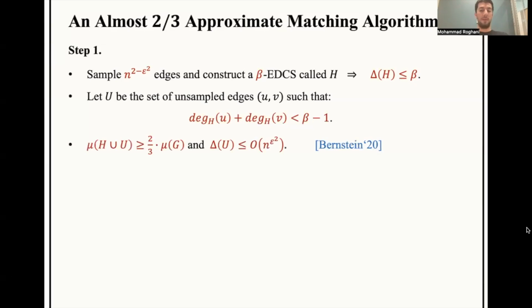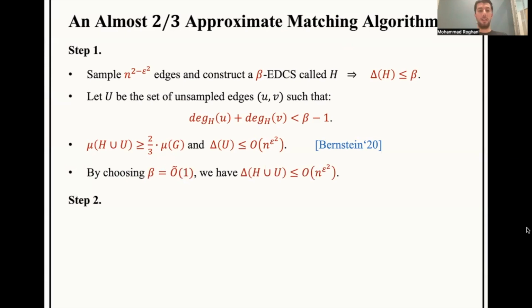Bernstein, in a paper on random order streaming matching, proved that the size of the maximum matching of H union U is larger than two-thirds of the size of the maximum matching of G, and also the max degree of U is less than or equal to n to epsilon square. So the max degree of this subgraph U is small, and also its union with H contains a large matching. So by choosing beta to be some polylogarithmic factor, we have that this union of H and U has a small max degree.